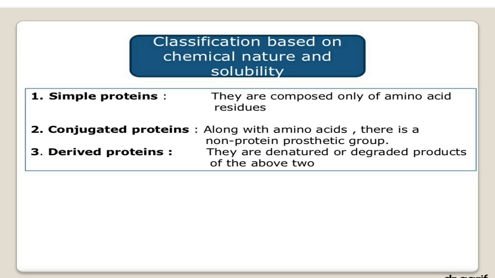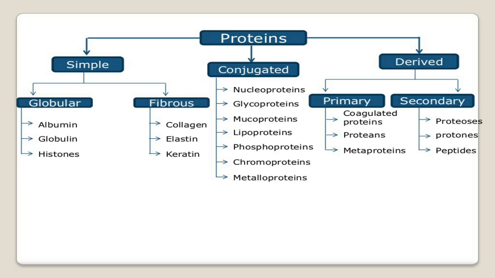Classification based on chemical nature and solubility. Simple proteins are composed only of amino acid residues. Conjugated proteins, along with the amino acids, have a non-protein prosthetic group. Derived proteins are denatured or degraded products of the above two.